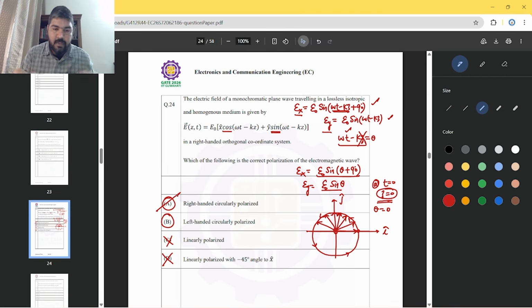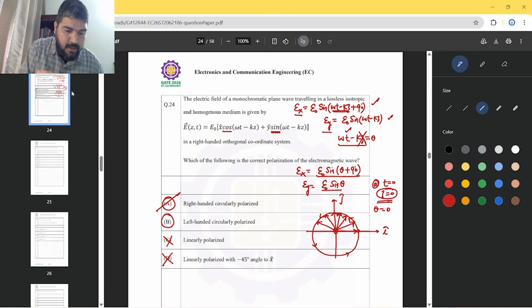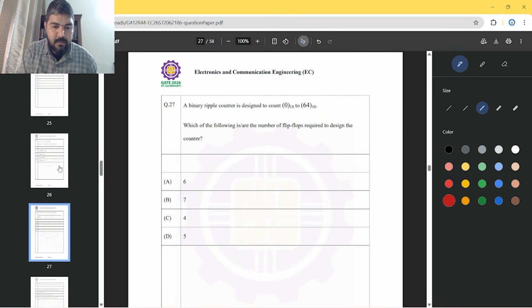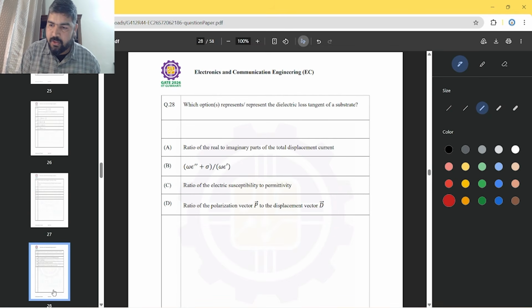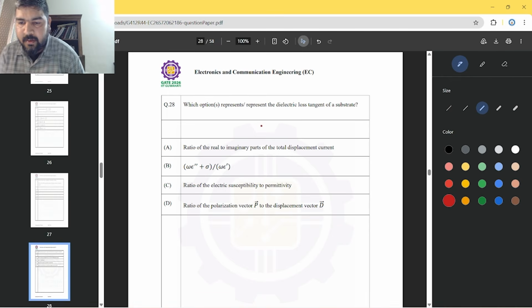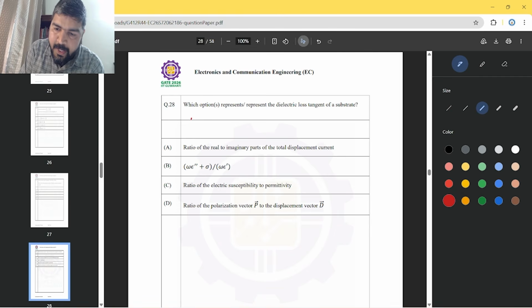Let's move to the next question, question number 28. Now in question number 28, the question is about dielectric loss tangent. So tan delta is asked. So how to find tan delta?